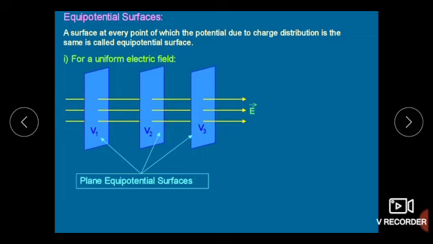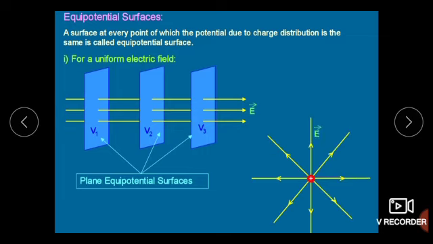So next, here the plane of equipotential surfaces. So this is the point source. The equipotential surface in case of a uniform electric field is planar sheets. In case of a point source, spherical symmetry. This is the equipotential surface here.